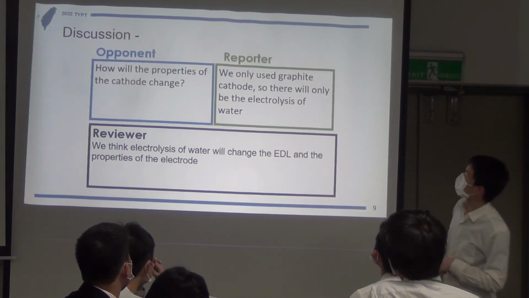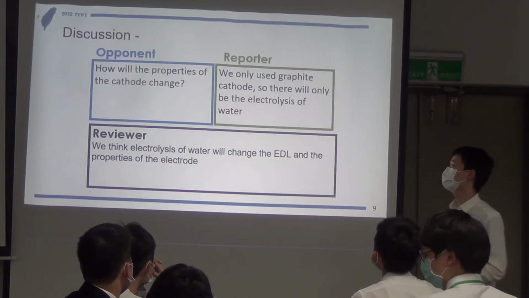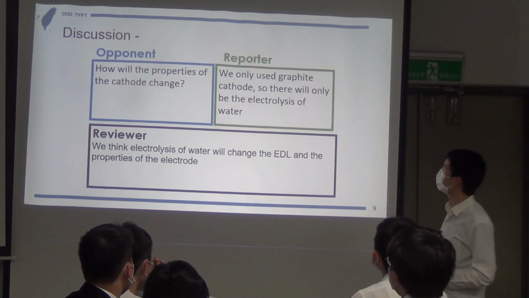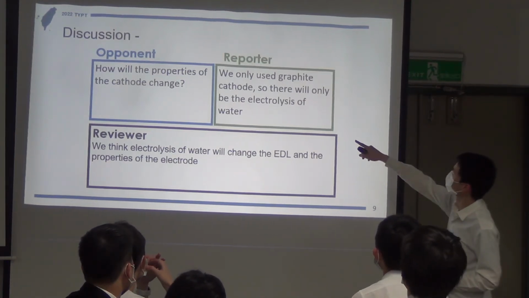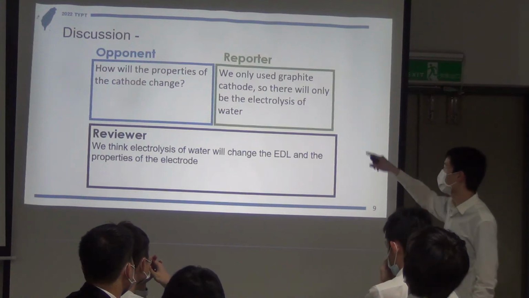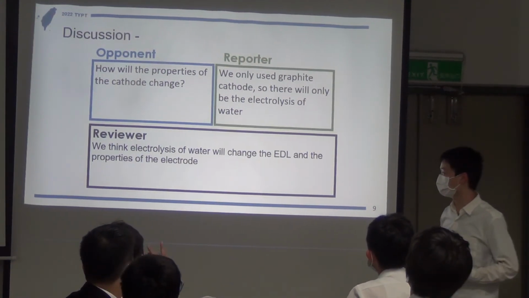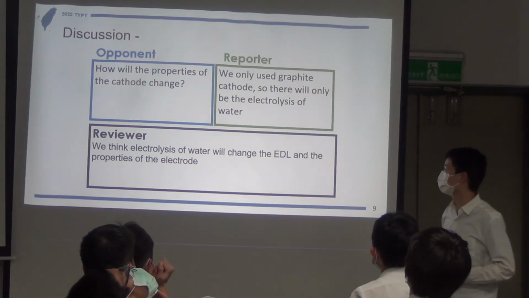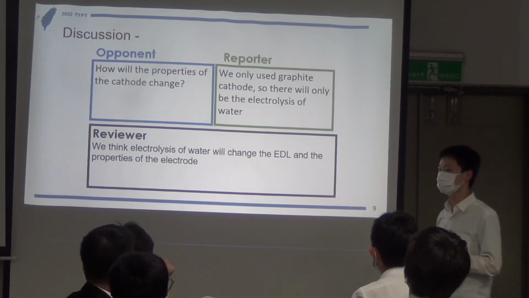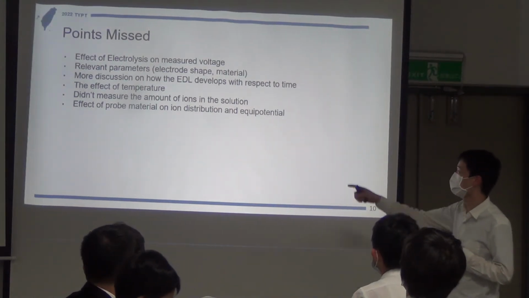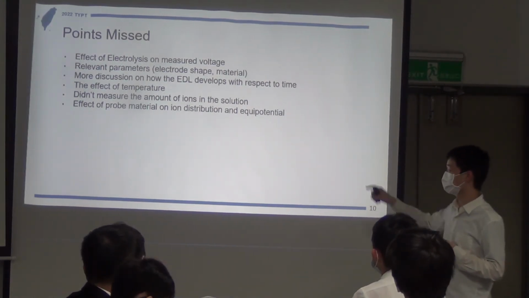And next, they discussed the properties of the cathode and how they would change. The reporter said they only use a graphite cathode, so there will only be electrolysis of water. The reviewer said electrolysis of water will change the EDL and the properties of the electrode. For this point, they missed the effect of electrolysis on the measured voltage.